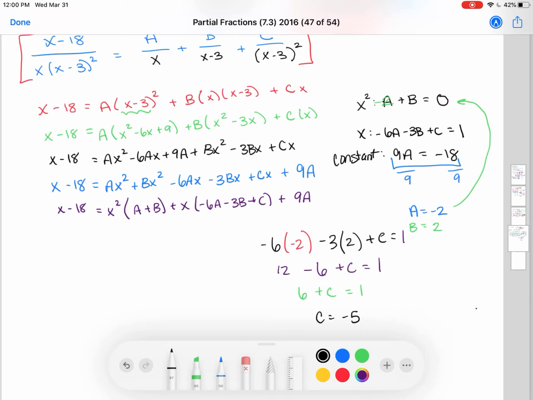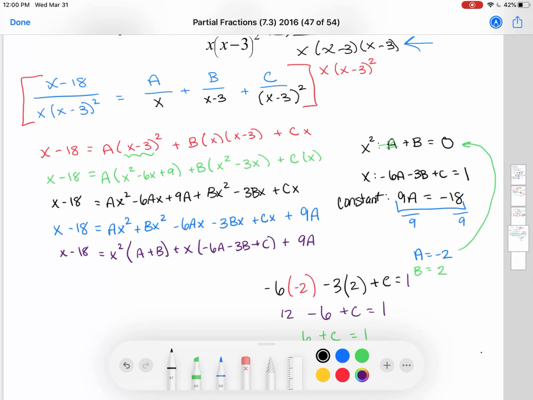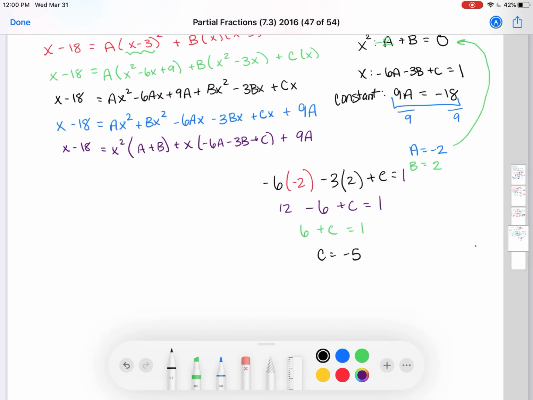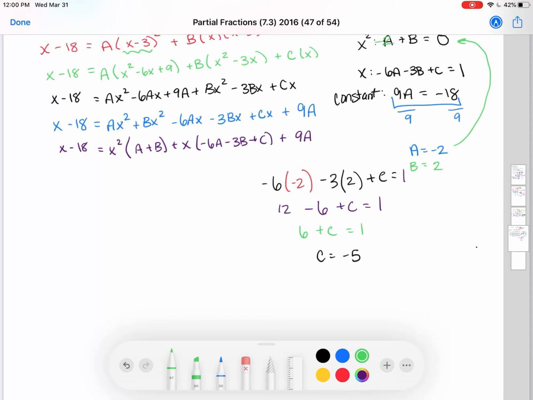All right. And now that I know all of those values, I can go back to my decomposed fractions and write things out. So my a was negative 2 divided by x, plus my b, which was positive 2, divided by x minus 3, followed by my c, which was negative 5, this time divided by x minus 3 squared.